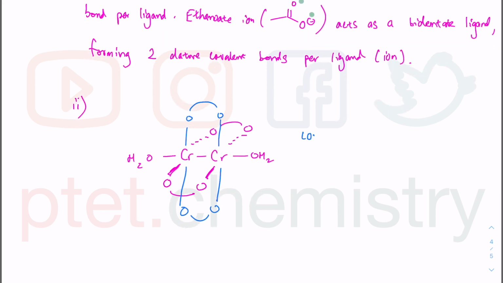First of all, coordination number is the total number of dative covalent bonds around a metal center. So I have 1, 2, 3, 4, 5, 6. I have an octahedral environment. So 6 dative covalent bonds around my 1 chromium center. My geometry is octahedral. My bond angle is 90 degrees for each of these.